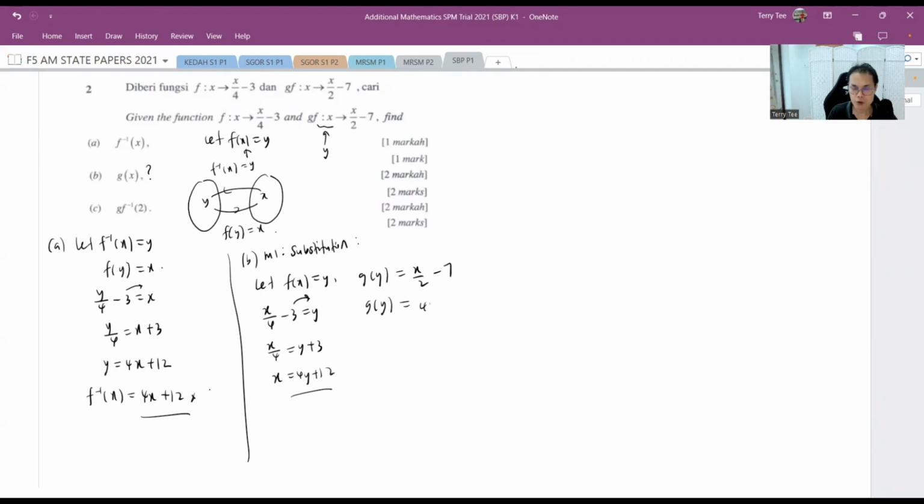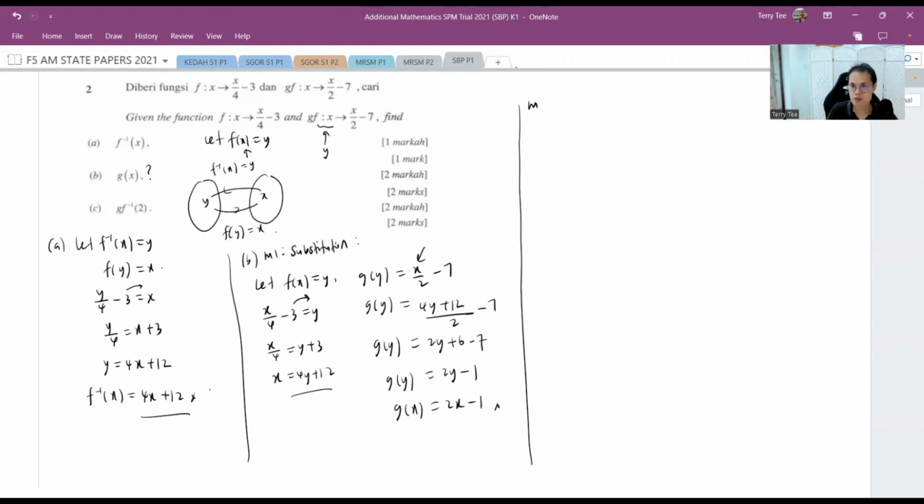So I'm going to put the 4y plus 12 over 2 into here. Replace your x with that, minus 7. Your gy is now 4y divided by 2 is 2y, plus 6 minus 7. Your gy is now 2y minus 1. Therefore, your gx is 2x minus 1.